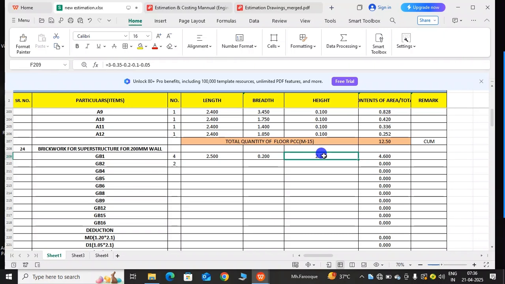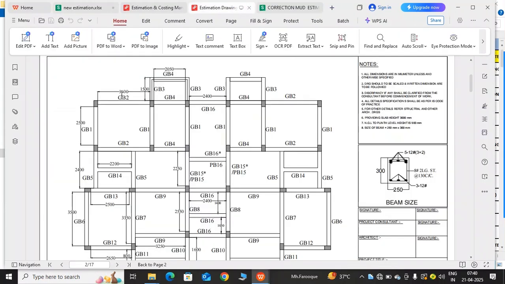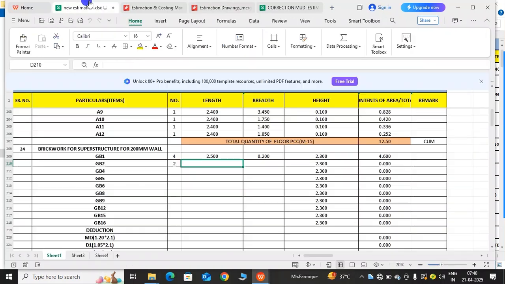So engineers, the height of brickwork for superstructure for 200 mm wall will be 2.3 meters. So we subtracted slab beam, lintel beam, sill band and DPC from total height, and that's all. Okay engineers, on the same basis, this height will be the same for all of them. So you can write it here. Engineers, I'm coming to the length of GB2, coming to the drawing here. What is the length of GB2? 3400. Just write here 3.400 and that's all. What is the wall length?